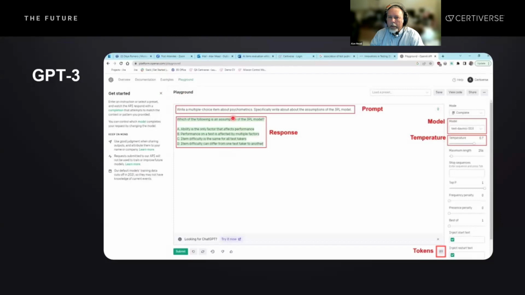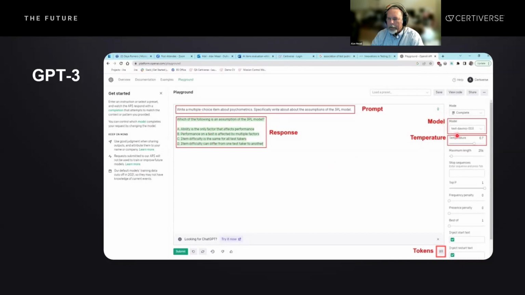So this is OpenAI's website. I don't know how fuzzy this is. I'll zoom in on the item, but I've taken the prompt that I just described, write a multiple choice item about psychometrics, specifically write about the assumptions of the 3PL model, which is the prompt. And I've clicked submit, and it has written an item. And we'll take a look at this item in a minute.